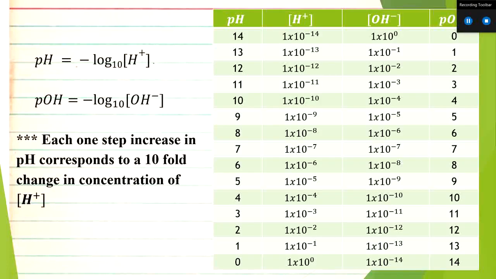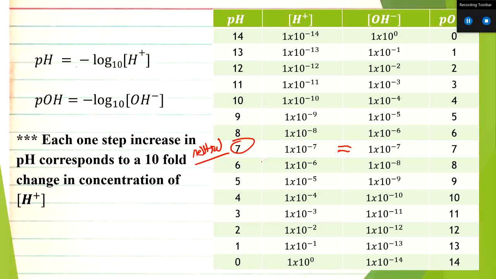Now with pH and pOH, so here's our chart. Now we know that 7 is neutral. So at 7 we have a neutral solution. And if you look, the concentration of hydrogen ions and the concentration of hydroxide ions are equal: 1 times 10 to the negative 7 and 1 times 10 to the negative 7. So the pOH is also 7.